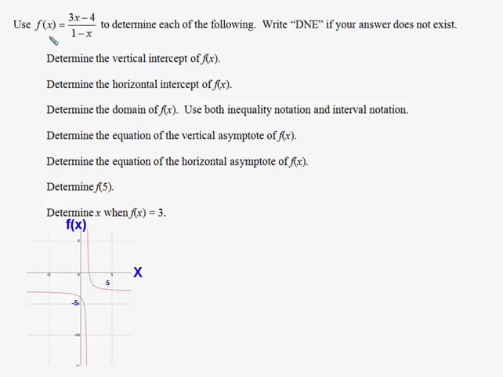For this problem, we're given a rational function, f of x, and we are asked to find many things, and if any of the answers to those questions do not exist, we are to write D and E. The first question I'm going to tackle is: what is the vertical intercept?